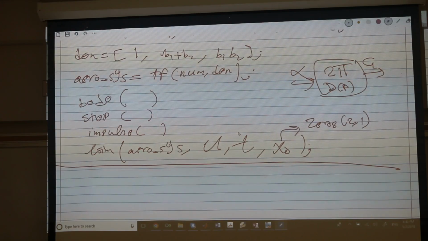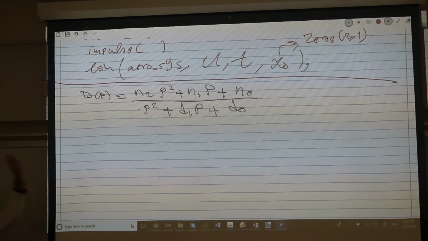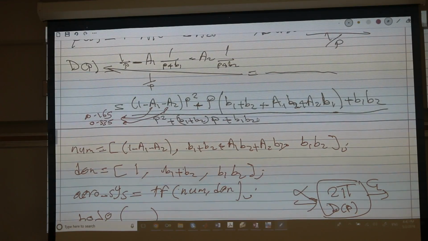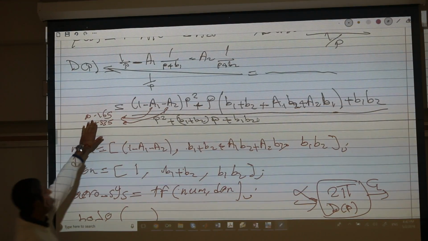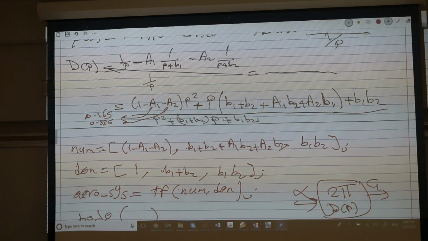Okay, so let's do the transfer function. At the end of the day, my D of p was something like n2 p squared plus n1 p plus n naught, these are the coefficients, divided by p squared plus d1 p plus d naught, right? Where these coefficients are defined obviously as above. Here is the value of A1 and A2, and last time I gave you also the values of B1 and B2.